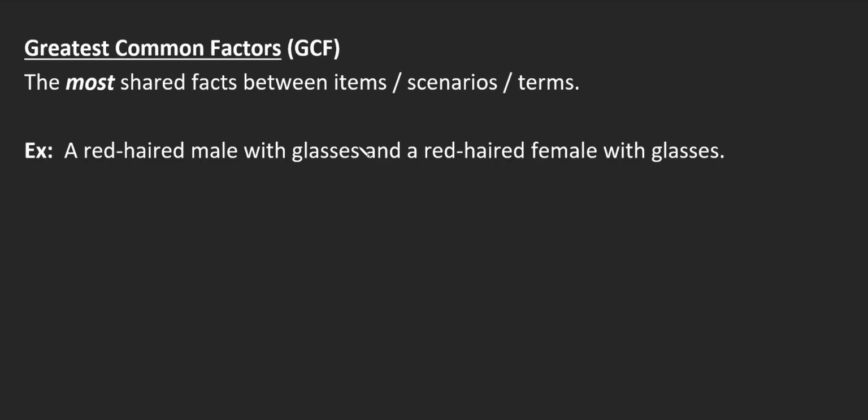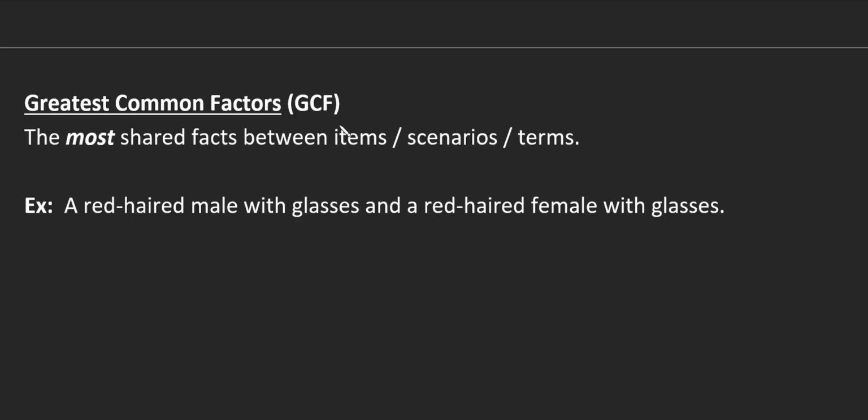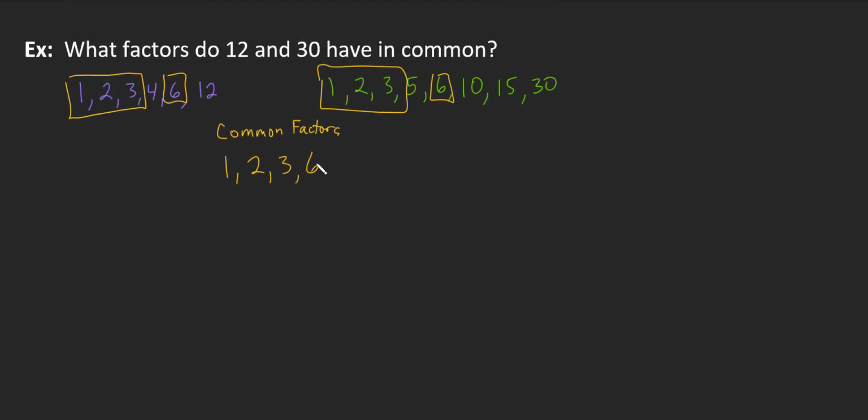Now, common factors are all well and good, but we don't always want to list all of the factors they have in common. What mathematicians are really interested in is the greatest common factor. That would be the largest shared factor between items, scenarios, or terms in mathematics. So if I go back to this previous example, the greatest common factor, or GCF, in this example was 6. That is the greatest common factor.